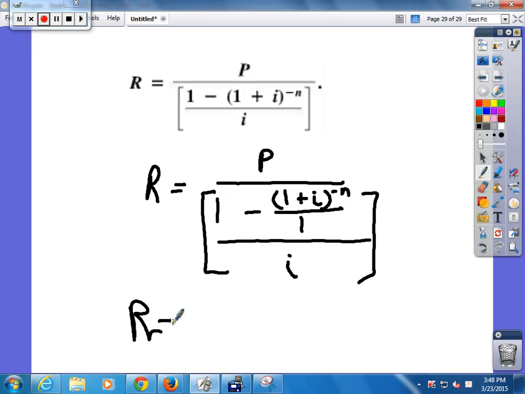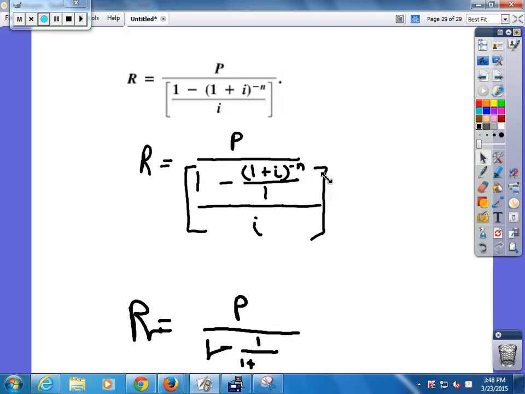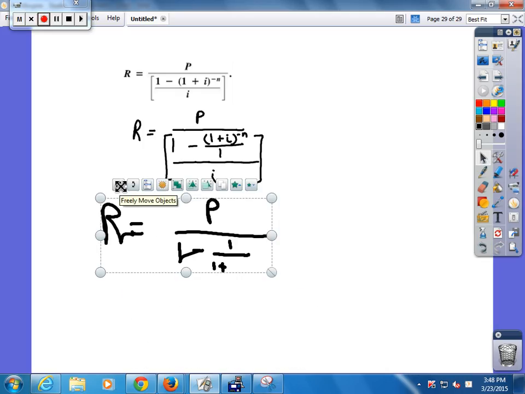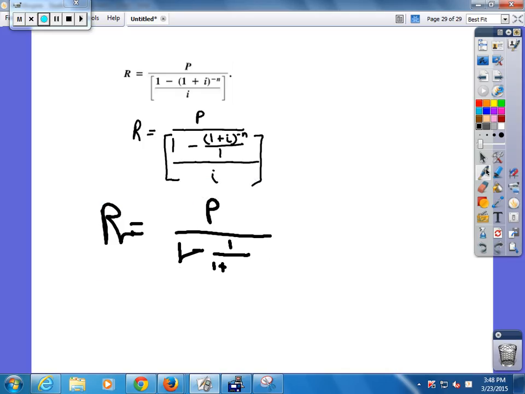So R is equal to P over 1 minus 1 over 1 plus, I don't like doing that because it's getting all cluttered up. All right. I flip this, so that'd be 1 plus I to the n power, and that's over I. And that bottom part is like that.